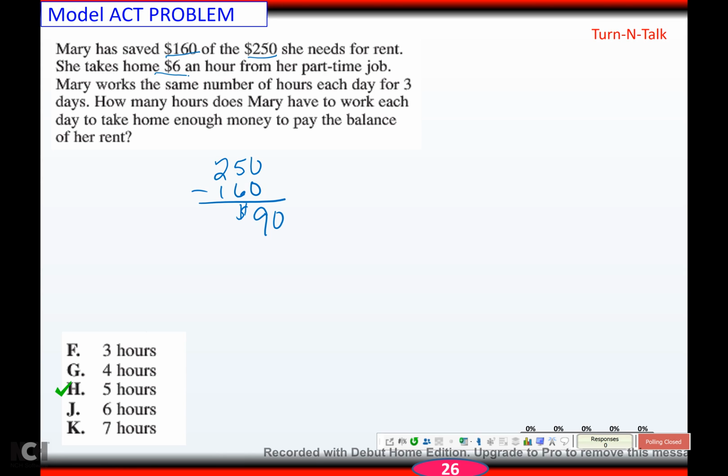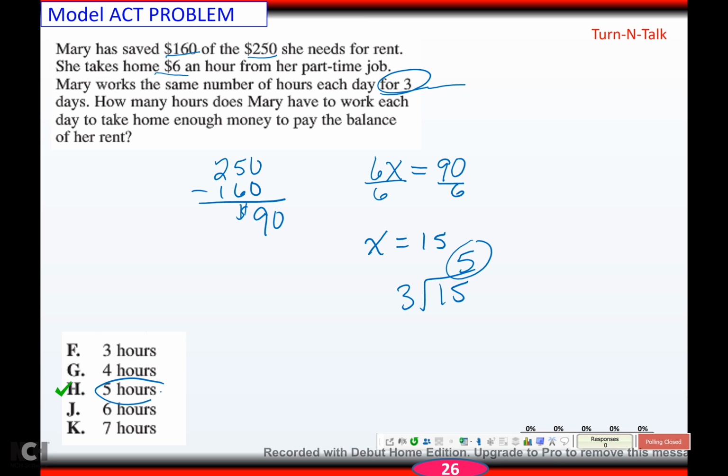Well, she makes $6 an hour. So 6 times the number of hours she needs to work has to add up to the $90 that she needs. So to figure out how many hours she's going to have to work, I'm going to divide by 6. And that gives me she's got to work 15 more hours to earn the money. Well, she's going to split that into 3 days. So if I split that into 3, I get 5 hours each day. For the 3 days, we'll give her a total of the 15 hours. Times 6 is the $90 she still needs for her rent.